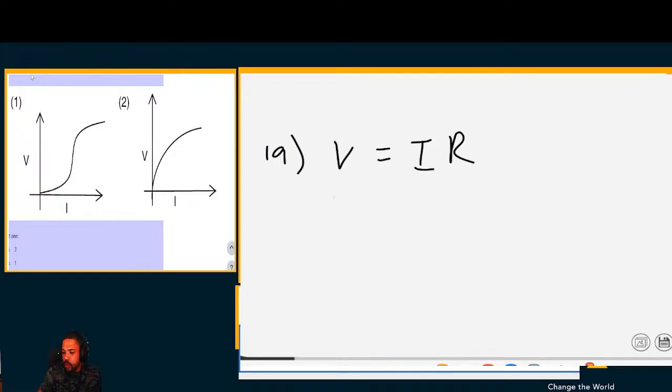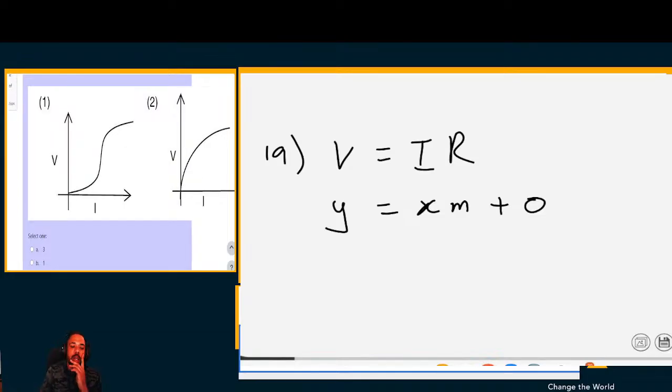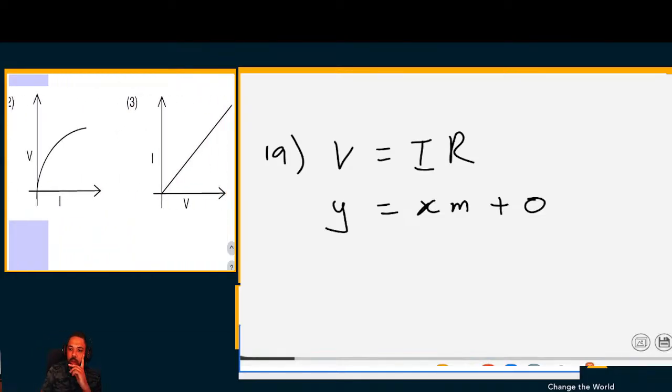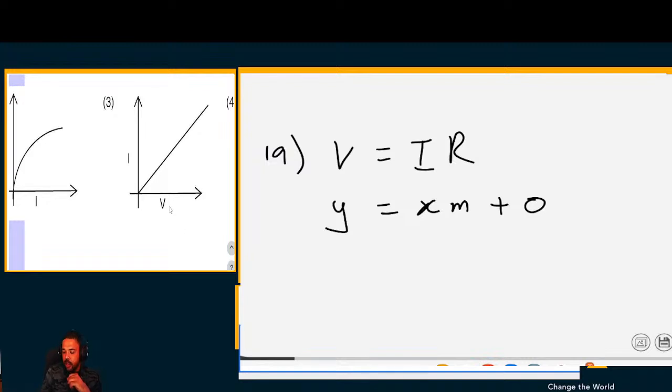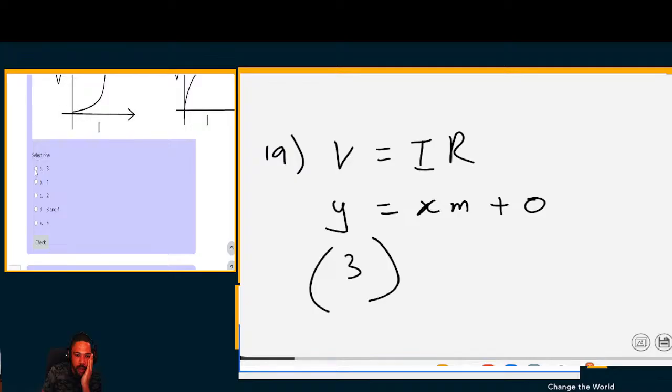Let me write it in another way. If you were to graph this, this would be Y. This would be your X value as it's written there. And then of course this would be M, and then plus C, and C in this case is 0. What is that? That is a straight line. Meaning Ohm's law will have a straight line graph with the slope being the resistance. So it would be graph number 3. So graph number 3 is the answer. An ohmic conductor will be represented by graph number 3.